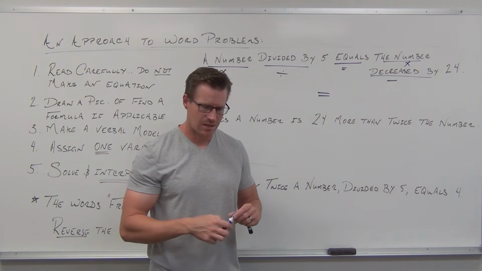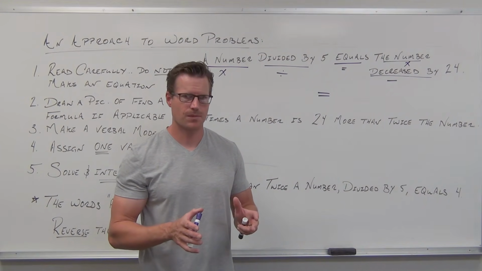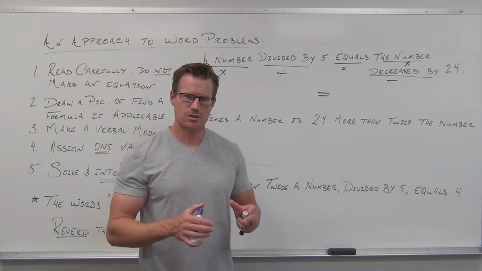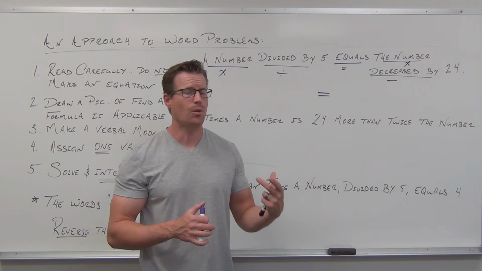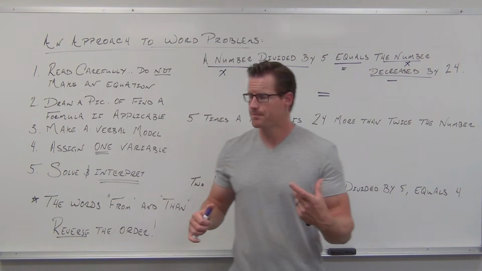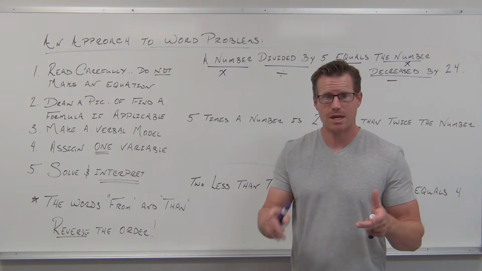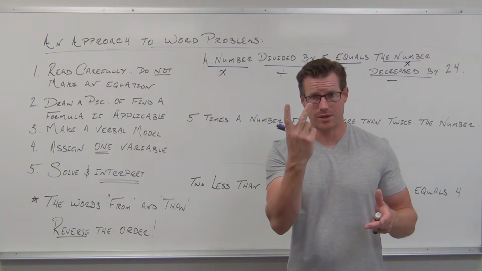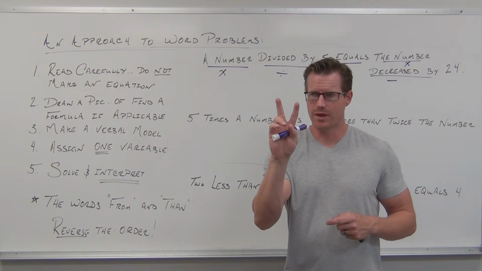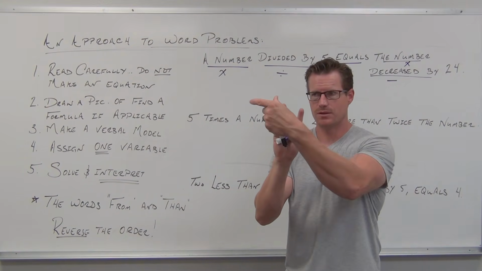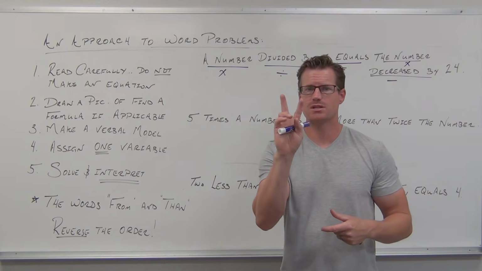Now, if there's anything that I can stress to you, it's this right here. All operations are written in order unless they have one of two words, the word from or the word than. If you see those two words, it reverses the order. This is why a lot of people get word problems wrong. Because if you read from or than, it's not the number minus, it's minus the number. From or than reverses the order of operations.